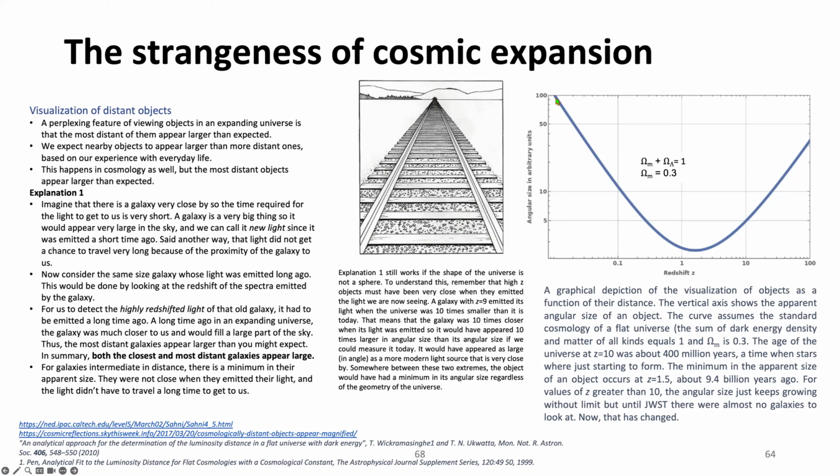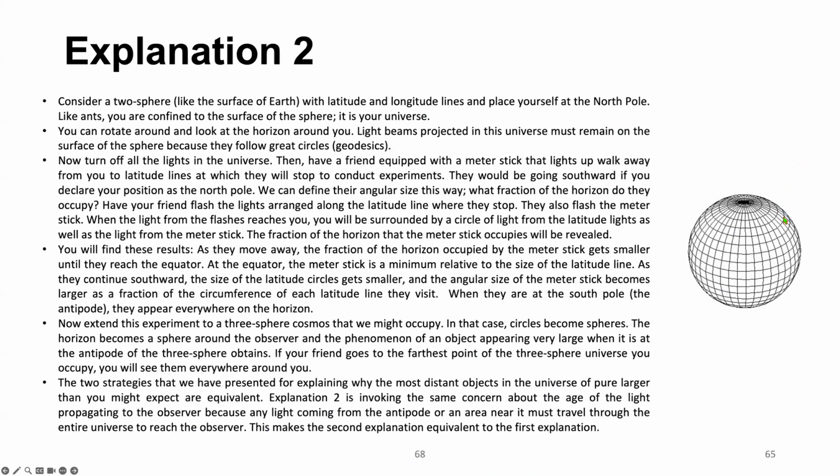Nearby objects look big, and then as they move away from you, they appear to get smaller. No surprise there. But as they go way far away, they appear to get bigger again. And this comes from the potential curvature of space that we have not yet detected. We don't know the shape of the universe, but we know that we're dealing with a flat geometry. And there's a way to try to explain this, and that's with this sphere.